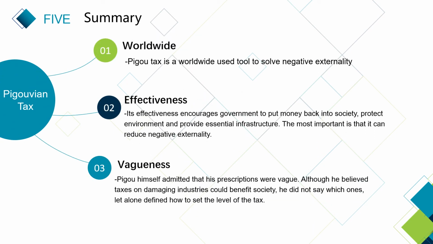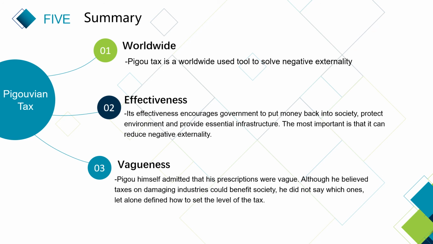In summary, we can conclude three main features about Pigouvian tax. Firstly, although Pigouvian tax has some disadvantages, it is a worldwide used tool to solve negative externality. Secondly, effectiveness. Pigouvian tax is effective to encourage government to put money back into society, protect environment, as well as provide essential infrastructure. However, the most important is that it can reduce negative externality.